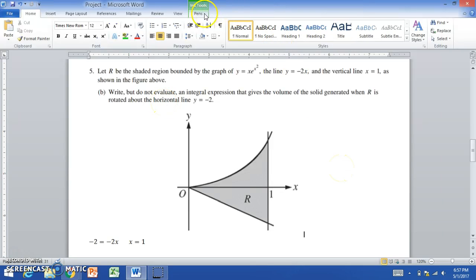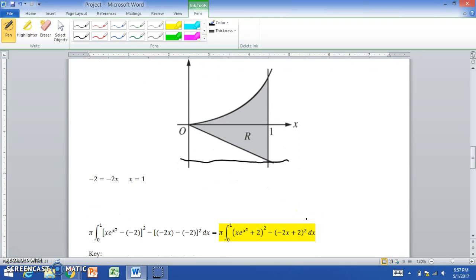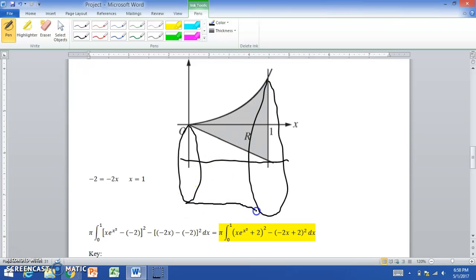So we can draw the line y equals negative 2, and we also know that it's rotated. There's the top base, and here's the bottom base, and that is the exponential function. And we also need to recognize this line y equals negative 2x, which this part here is the shaded part.